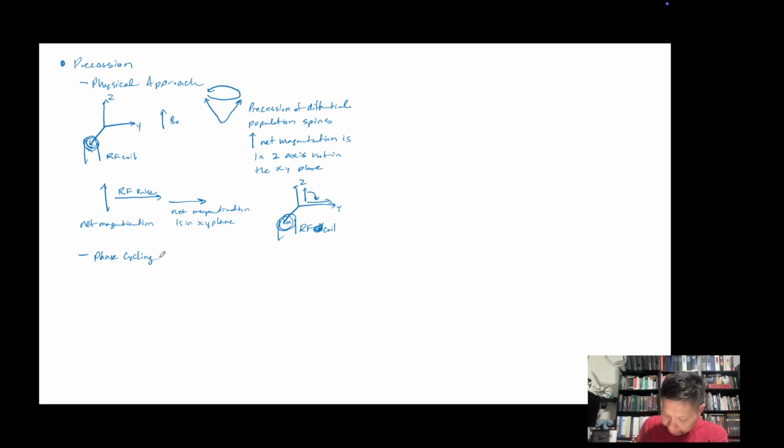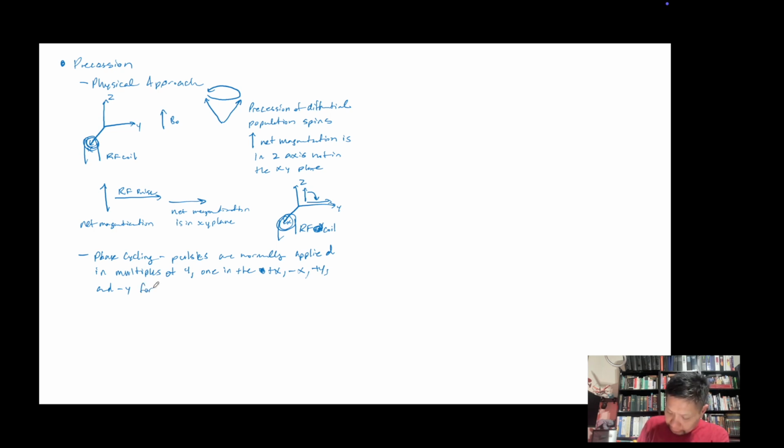It's called phase cycling. Pulses are normally applied in multiples of 4: one in the positive X, one in the negative X, one in the positive Y, and one in the negative Y direction. I don't know why I changed the order there, but it's all the same.